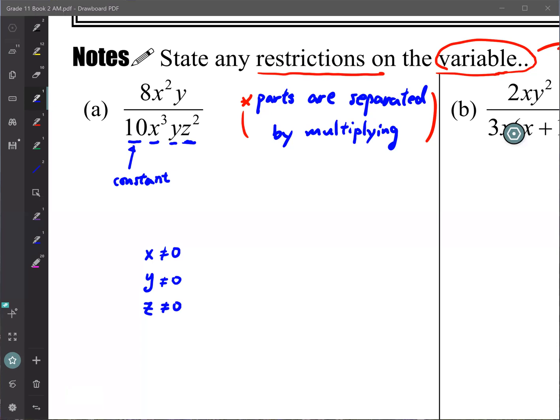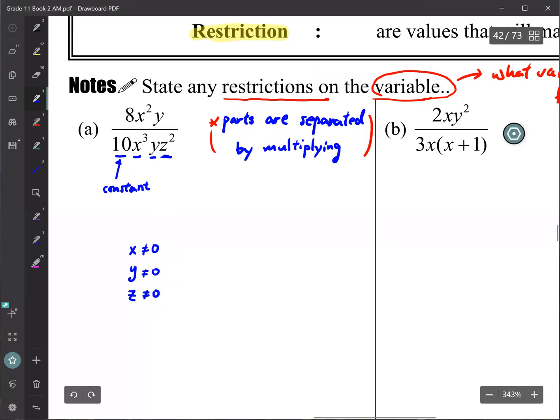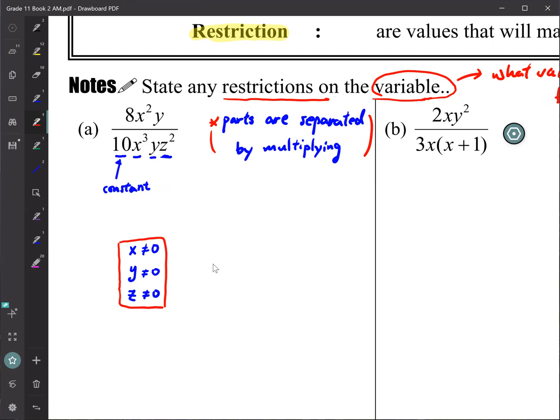Can you raise your hand if you understand how we get a restriction here? Okay, Nathan, do you have any questions? Yeah, good. Okay, so next part, you can box that, right? If the question only asks for restrictions, just write the restrictions down. Okay, so remember this sentence, parts are separated by multiplying.